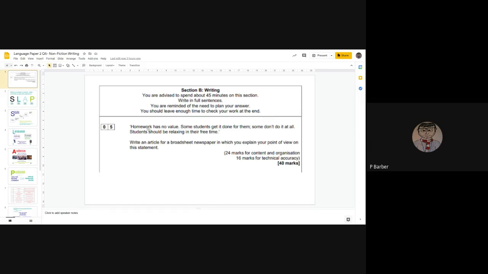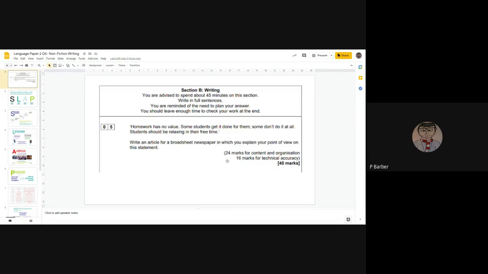So this is a typical question. Homework has no value. Some students get it done for them, some don't do it at all. Students should be relaxing in their free time. Write an article for a broadsheet newspaper in which you explain your point of view on this statement. You are awarded 24 marks for content and 16 marks for technical accuracy, which includes things like sentence forms, your use of punctuation, and your use of paragraphing.